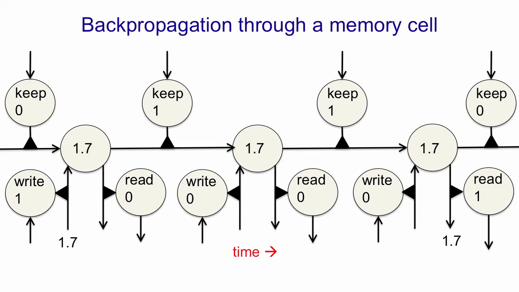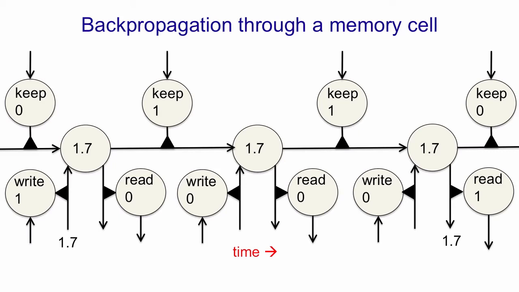Now, if you look at the 1.7 that comes out when we do the retrieve, and you look at the path back to the 1.7 that came in, along that path there are these little triangular symbols, and next to each triangular symbol there's a 1. That means that the effective weight on that connection is a 1. So as we go back along that path, whatever error derivative we have for the 1.7 when it's retrieved gets back propagated to the 1.7 when it's stored.